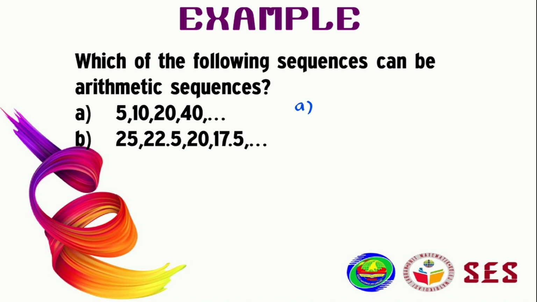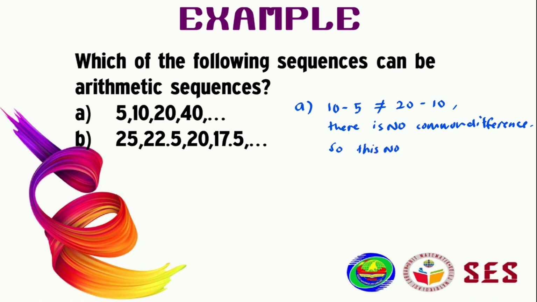Since we have 10 minus 5 is not equal to 20 minus 10, there is no common difference. So please write, there's no common difference, which means, therefore, this is not an arithmetic series.